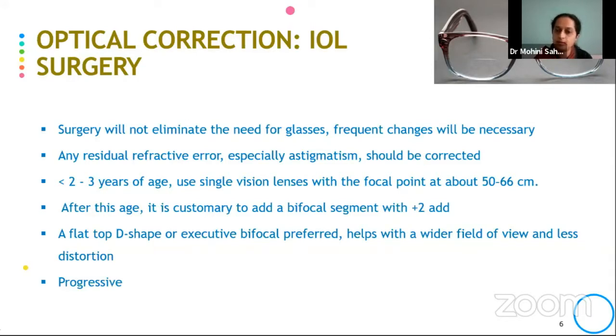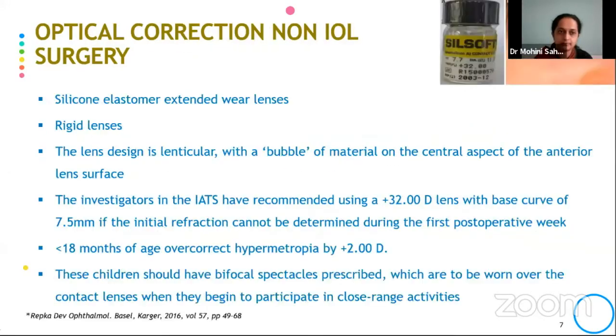Below the age of 2 to 3 years, a single vision lens with a near focal point of around 50 to 60 centimeters is sufficient. However, above this age, a bifocal segment should be added. Flat top D-shaped or executive bifocals are preferred in children. For aphakic children, contact lenses are the preferred mode of treatment, especially the 1 month extended wear elastomer lenses, which can be left in the eye for a month at least. Rigid lenses need to be inserted and removed every day.